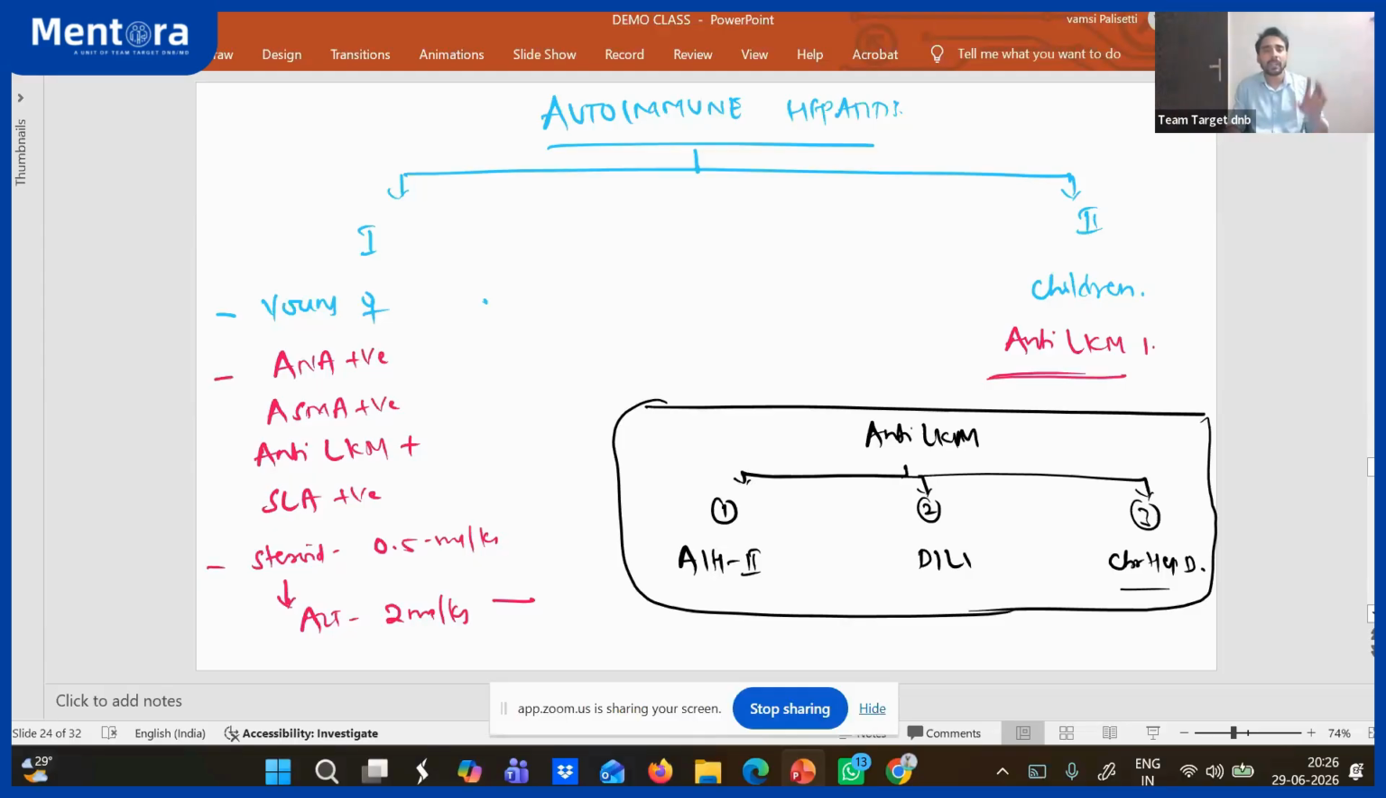So autoimmune hepatitis, type 1 and type 2. Type 1 is in young females, type 2 is in children. What are the antibodies? ANA, ASMA, anti-LKM and also soluble liver antigen. Usually give steroids, and for maintenance it is always azathioprine. Stop steroids as soon as possible. In type 2, it's still children. The most common antibody in type 2 is anti-LKM1. When you see LKM, there are 3 antibodies, 1, 2 and 3. 1 you see in autoimmune hepatitis, 2 you see in DILI, and 3 you see in chronic hepatitis B. Right, clear? Simple.